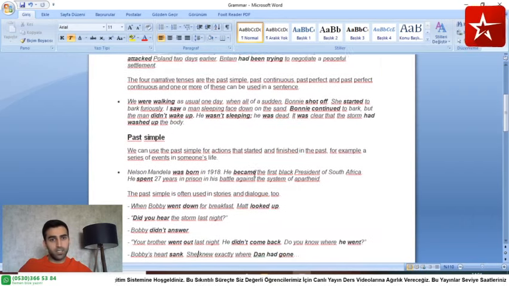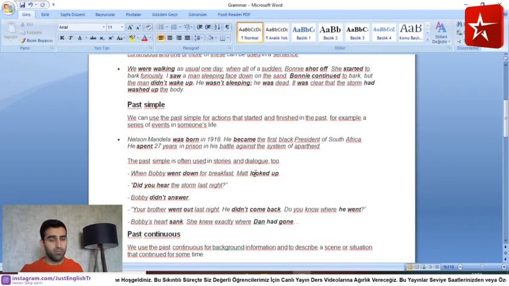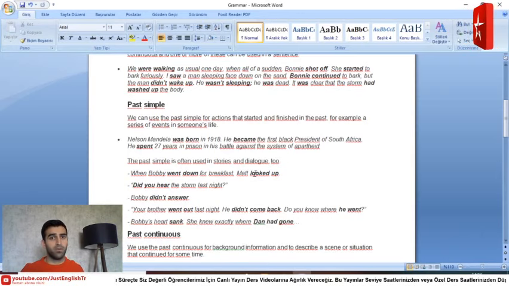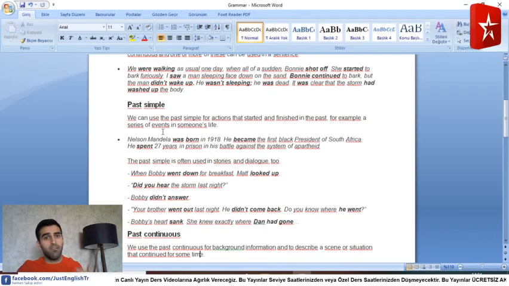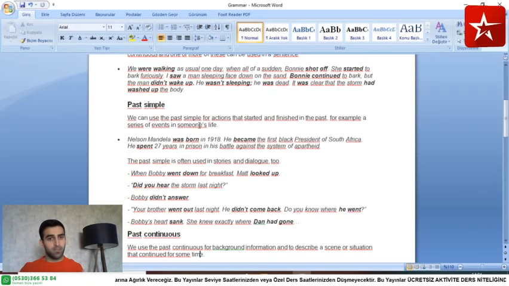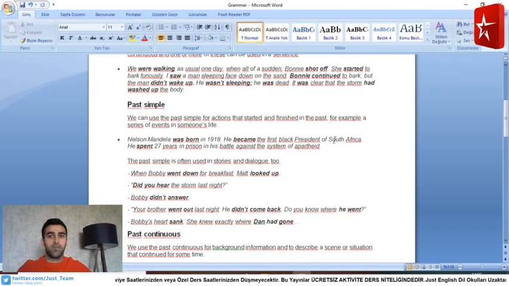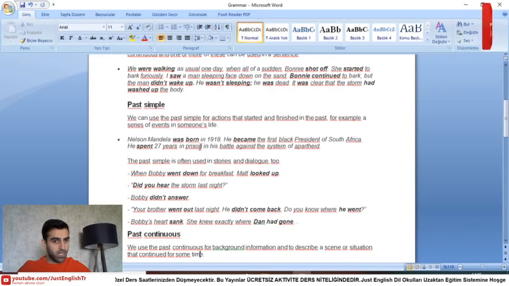So let's first learn how we can use the past simple if you are telling a story or talking about the past. We can use the past simple for actions that started and finished in the past. Okay, for example, a series of events, someone's life. Let's talk about Nelson Mandela. He was born in 1918. Okay, so he became the first black president of South Africa. All right, and he spent 27 years in prison, in his battle against the system of apartheid.